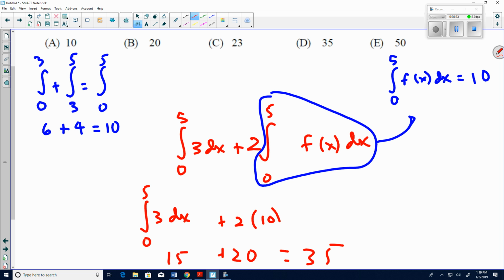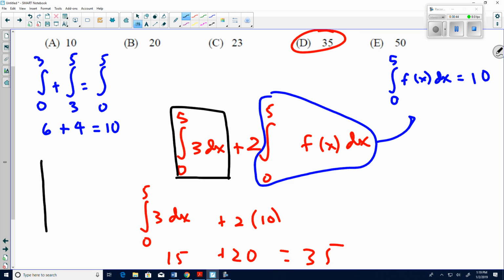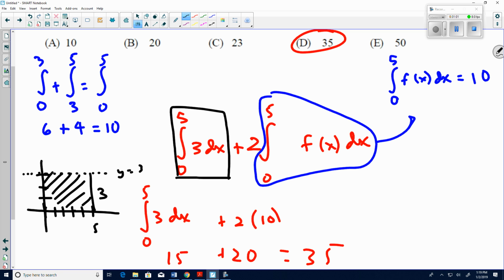Choice D. And just as an aside, when I see that, I think graphically this says I have a constant function of 3. Here's y equals 3, and I'm going between 0 and 1, 2, 3, 4, 5. I'm just finding this area in here, and obviously 3 by 5 is 15.